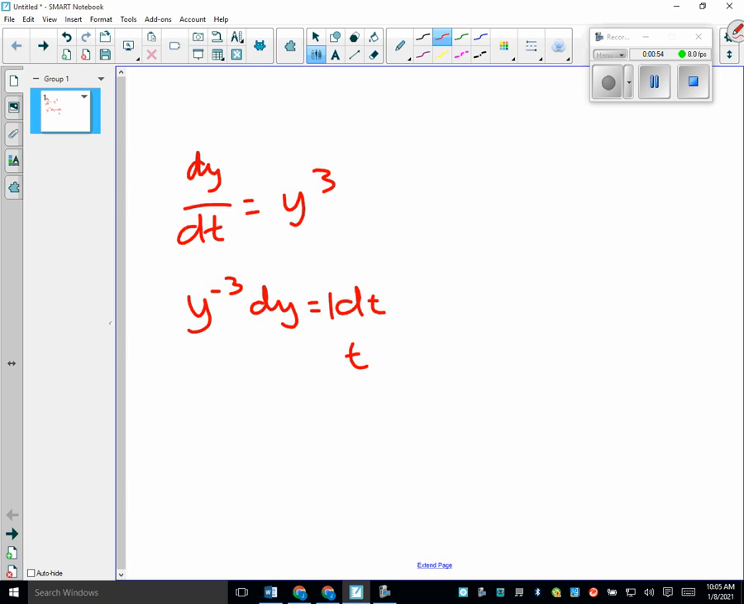Yeah. What about the left side? The left side, this would become y to the negative 2 over negative 2, and then the plus c over here. So do you not do anything with the dy? The dy just means it's a derivative. Yes, because what's the derivative of y? 1 dy. All right, we're good with this?